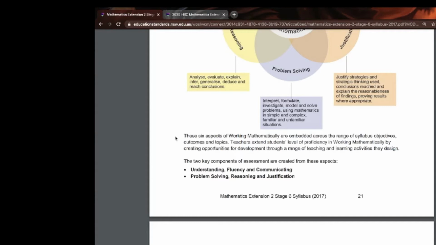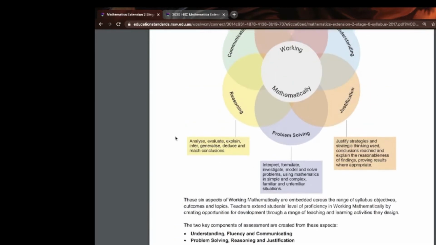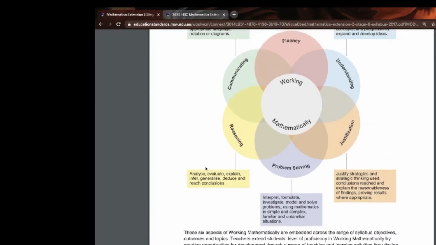Teachers extend students' levels of proficiency in working mathematically by creating opportunities for development through a range of teaching and learning activities they design. So basically, you shouldn't be passive learners, just listening to the teacher or listening to myself. You should be actively looking to engage and answer questions. Go beyond the work they set you, which will help you to achieve these 6 objectives of working mathematically, and that will really allow you to perform well in the end in your exams.